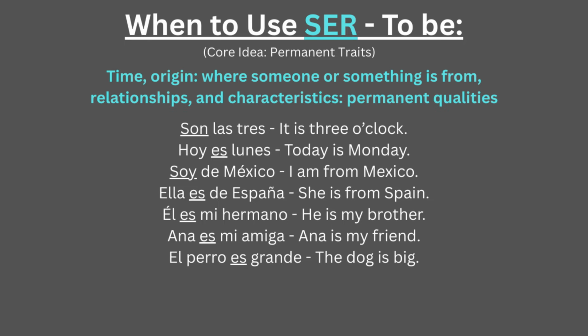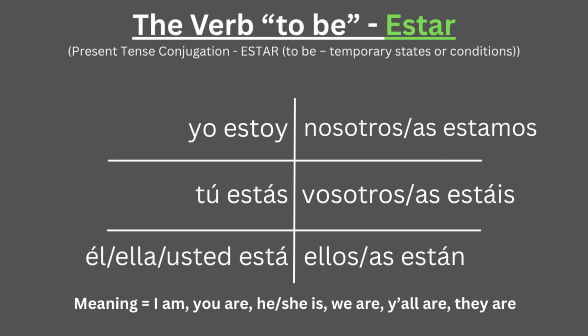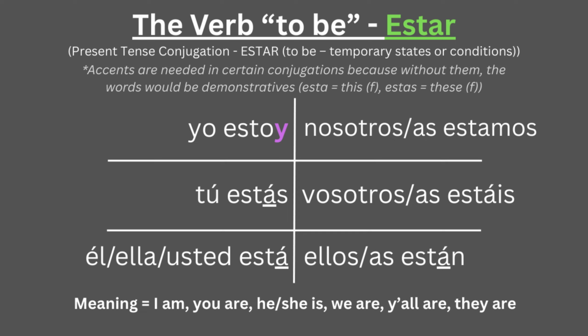Now, we can see estar, which also means to be, but in a temporary way. Its conjugations in the present are predictable, but there are some irregularities, like the y in yo, and the use of accents in some conjugations. Estoy, estás, está, estamos, estáis, están. The accents are necessary because some words without them would result in demonstrative adjectives. This topic will be shown later in the grammar, but the point here is to remember the accents.